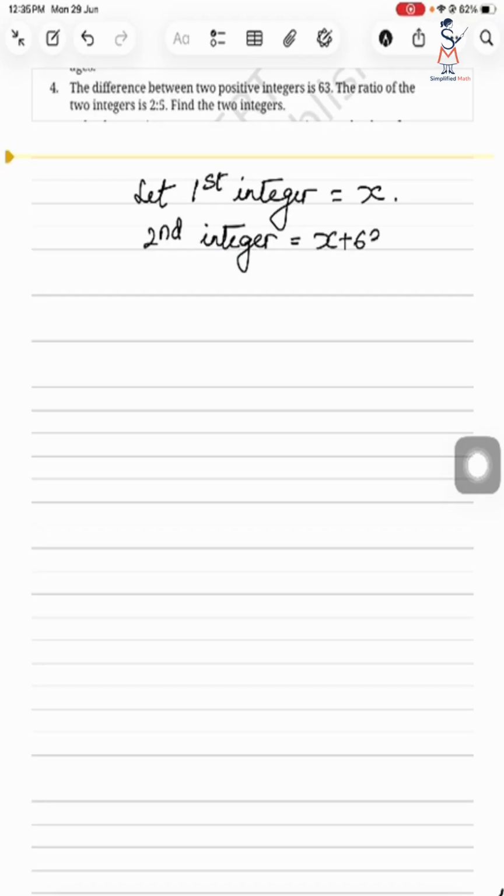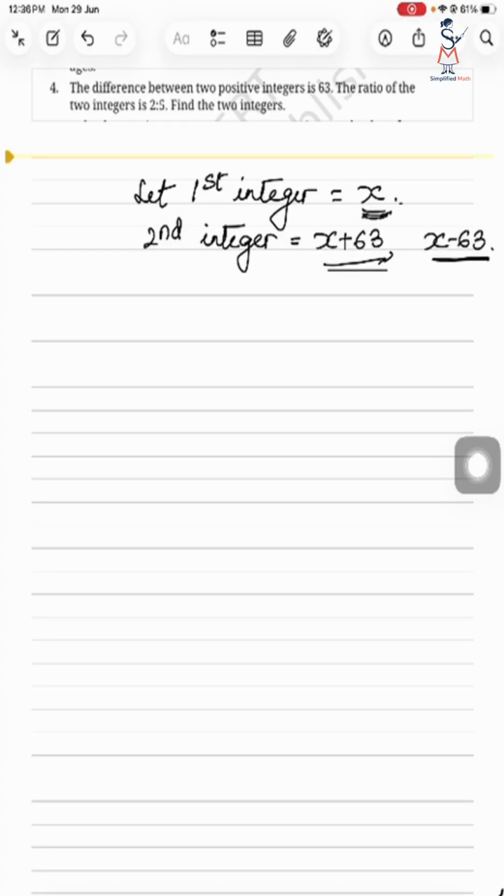x plus 63 or x minus 63. If we take x plus 63, this x will become the smaller integer and x plus 63 will become the bigger one. And if we take x minus 63, that will become the smaller number and the second x will become the bigger one.